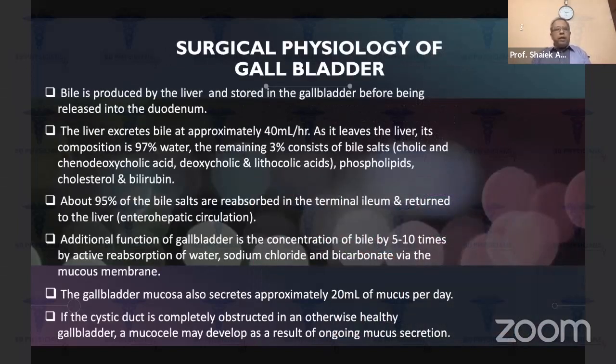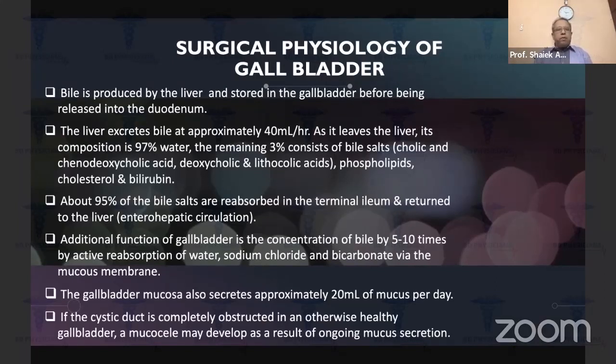Surgical physiology of the gallbladder. Bile is produced by the liver and stored in the gallbladder before being released into the duodenum. The liver excretes bile at approximately 40 ml per hour. As it leaves the liver, its composition is 97% water; the remaining 3% consists of bile salts, cholic and chenodeoxycholic acid, deoxycholic and lithocholic acids, phospholipids, cholesterol, and bilirubin.